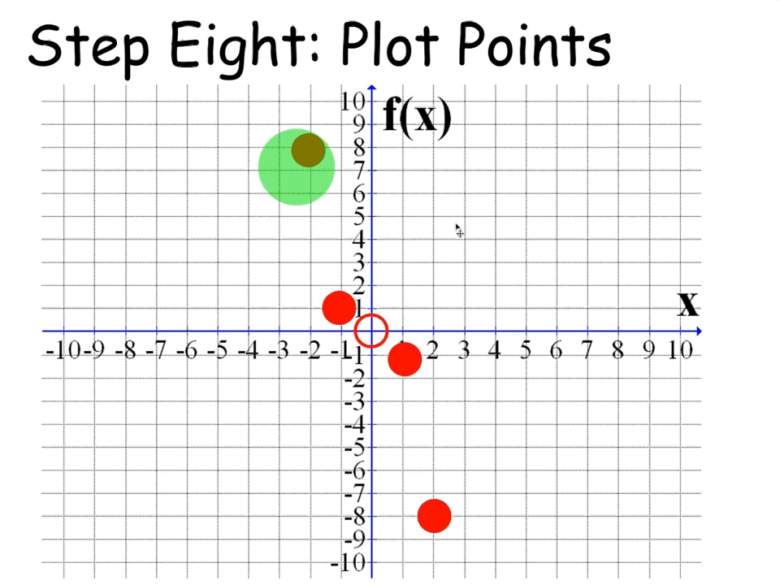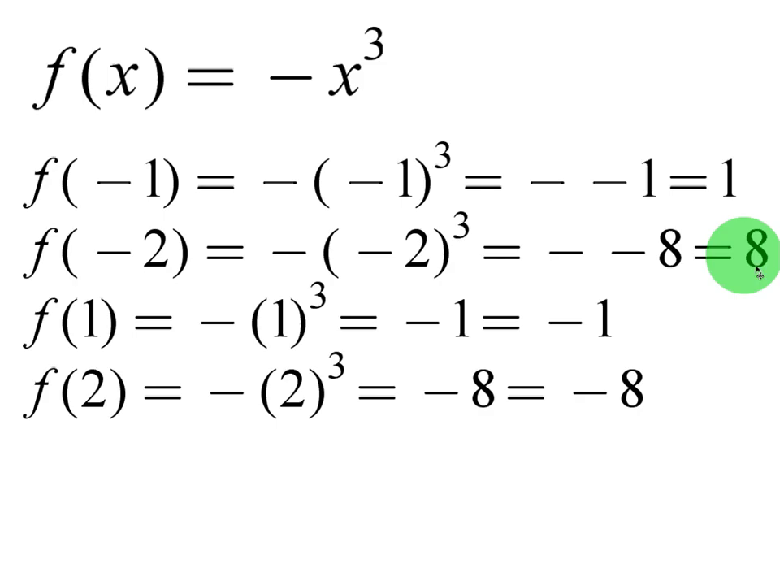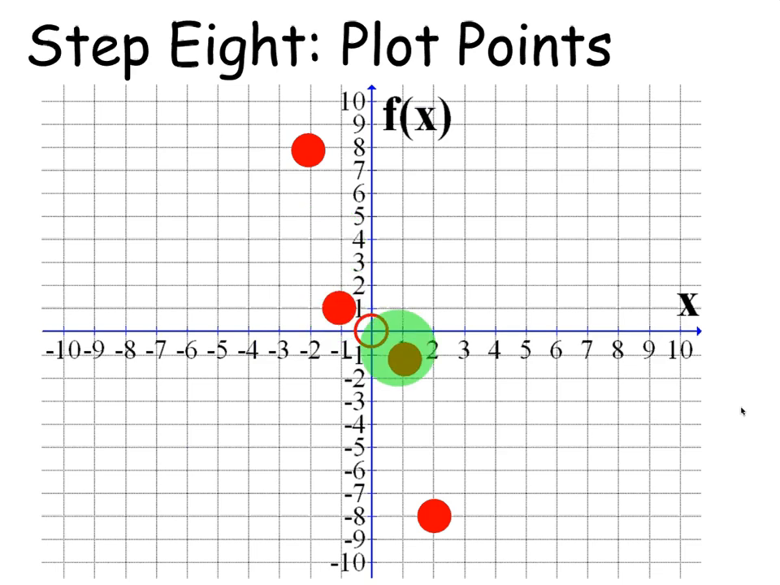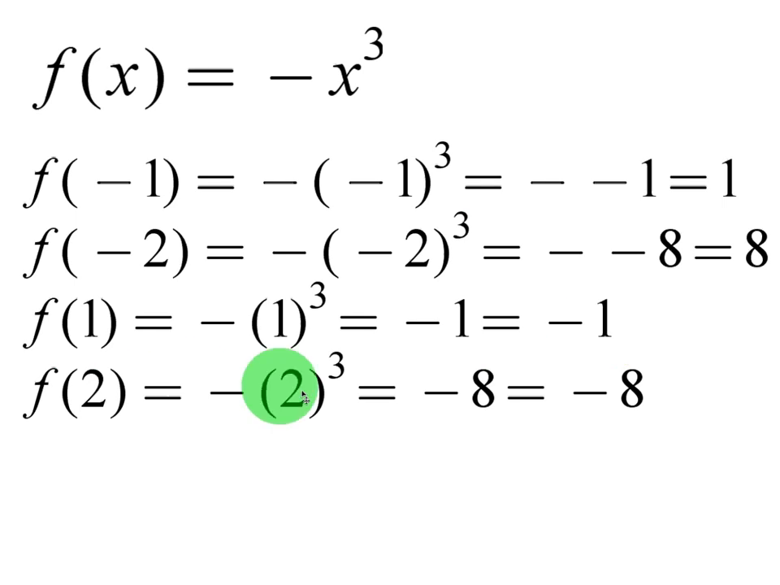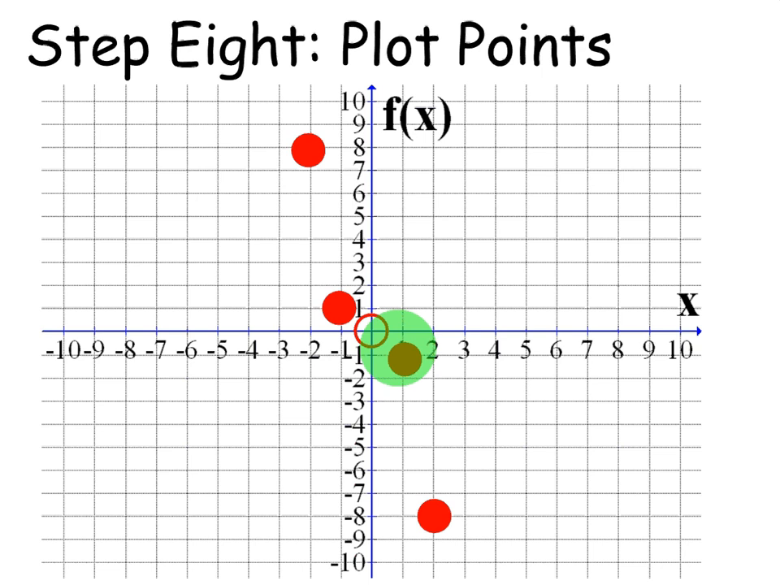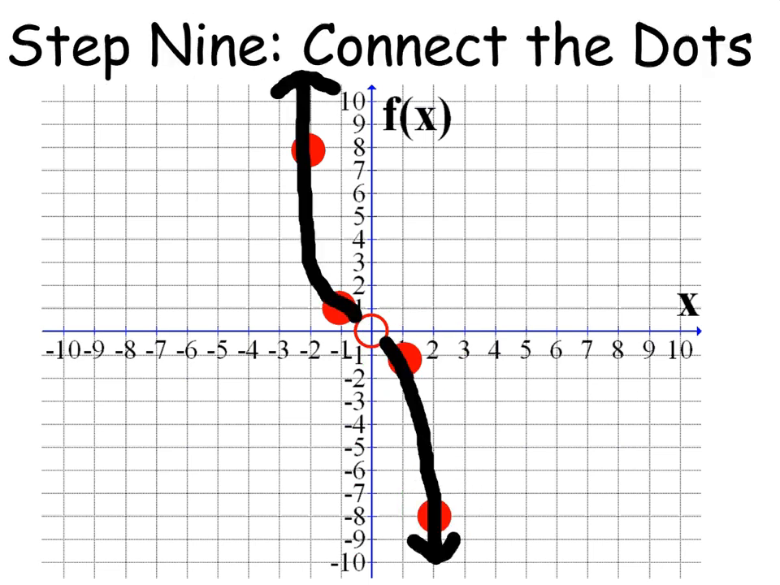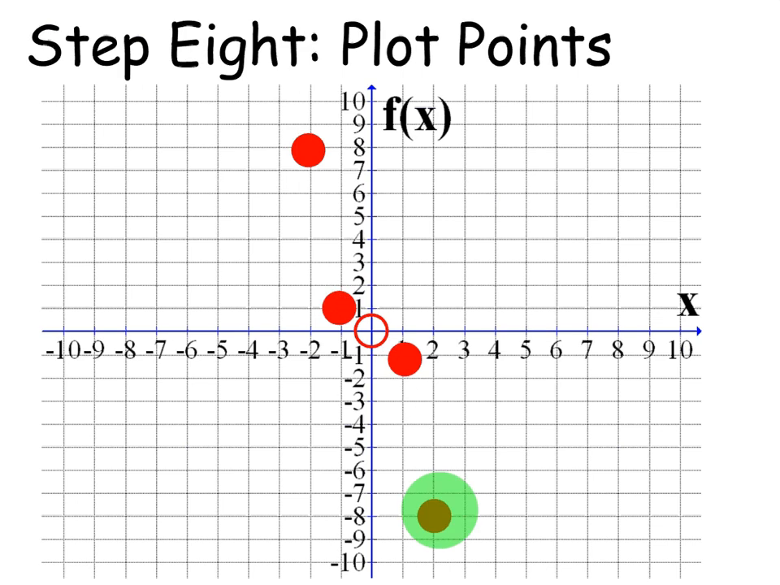Now, how do we know they're solid? Well, because they're not at 0. As long as x is not equal to 0, it's part of the graph. Next up, we have plugging in 1. So we get negative 1 cubed, which is negative 1. So our next point is 1, negative 1. And finally, f of 2 would be negative 2 cubed, which will give me negative 8. So 2, negative 8. And then I'm going to connect the dots for step 9 after step 8, plotting points, in case I didn't mention that.